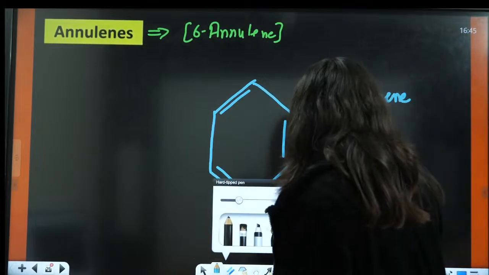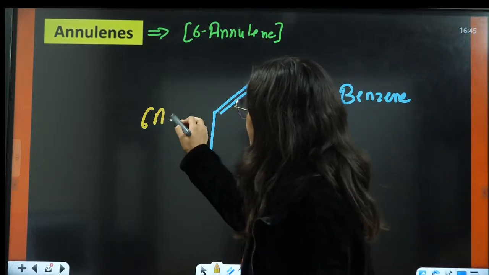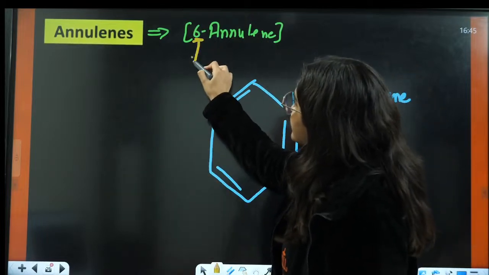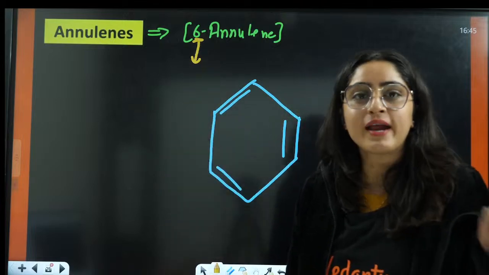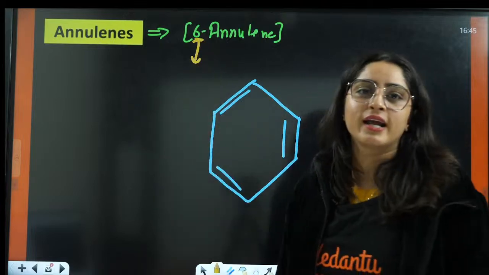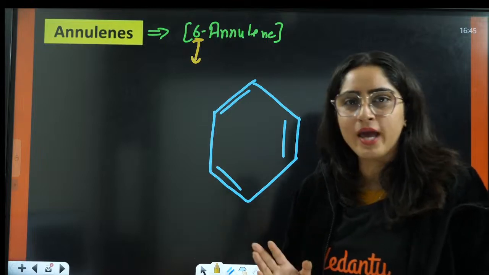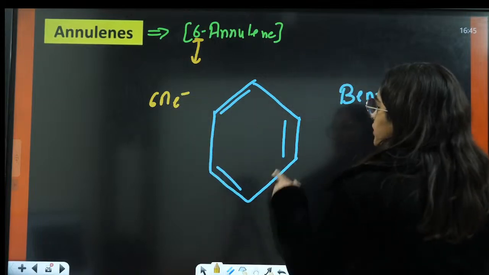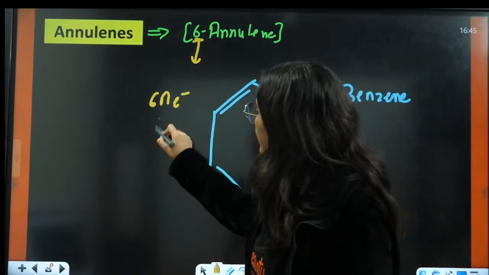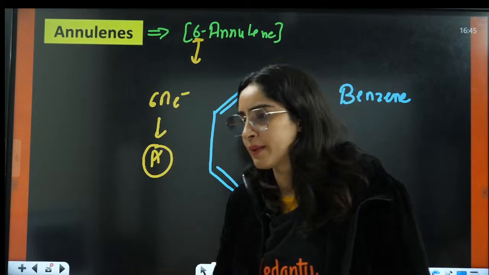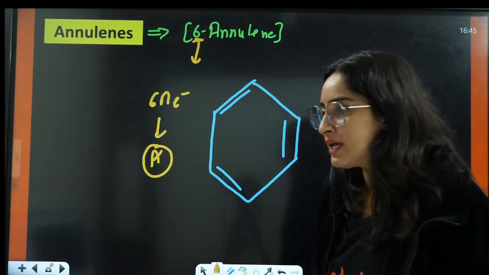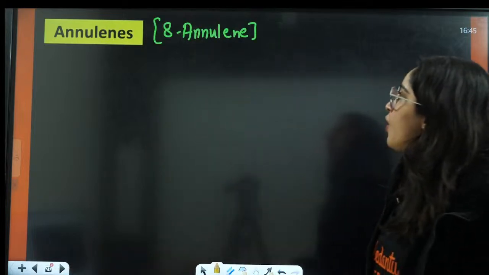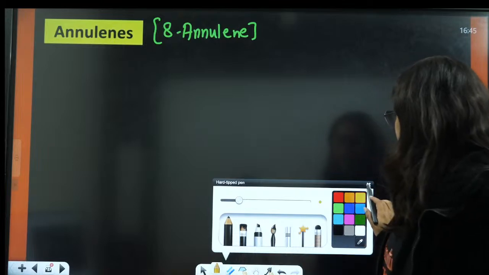It is aromatic. It is having 6 pi electrons, and always remember, for annulenes, this number is also indicating the pi electrons. This is 6-annulene, so it will have 6 pi electrons. You can also count 1, 2, 3, 4, 5, 6 pi electrons. So it will be aromatic. So now, let us draw 8-annulene.